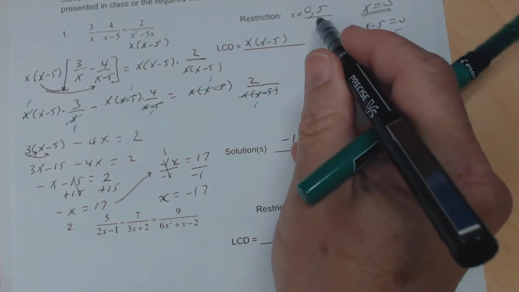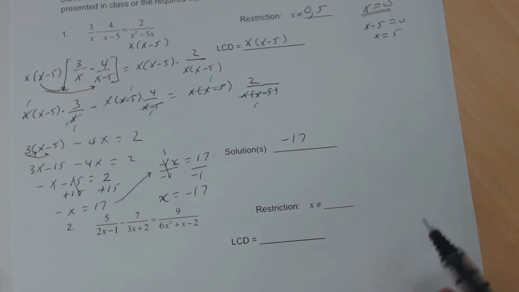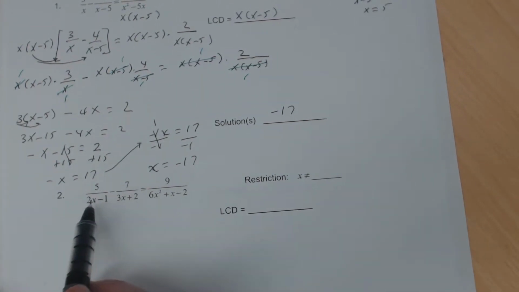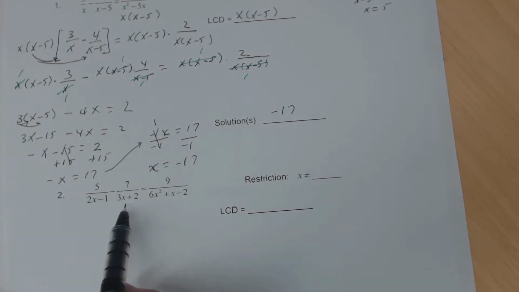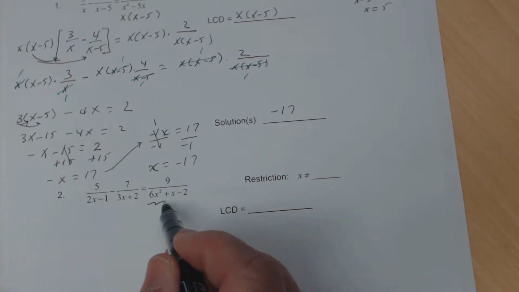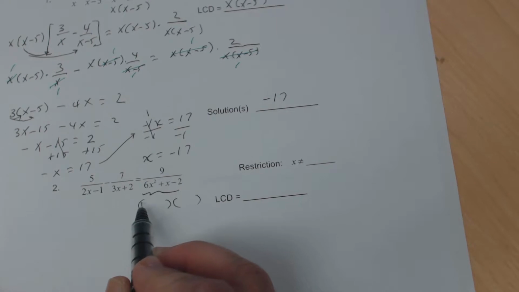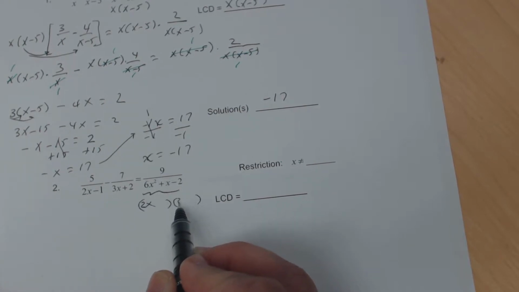Negative 17 is not a restriction. Okay, now, number 2. This denominator 2x minus 1, there's nothing you can do with that. You can't factor it. This binomial, same thing. You can't factor it. Now, this trinomial, I can factor as 2x, 3x.